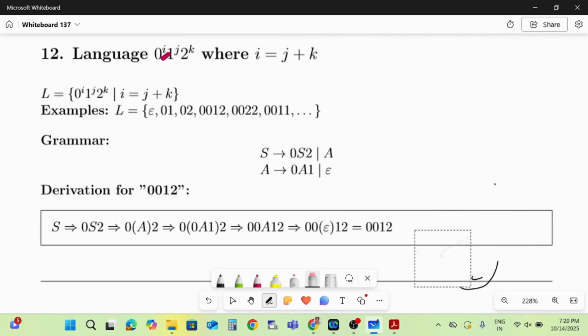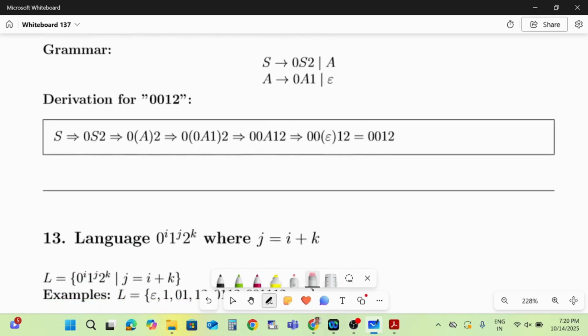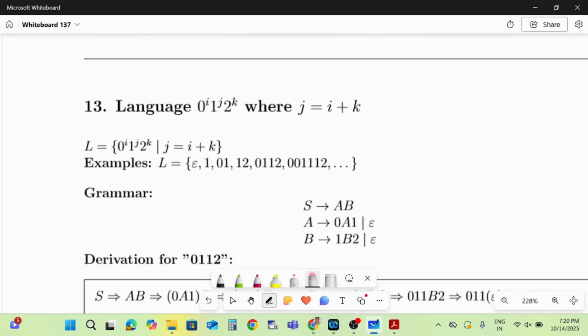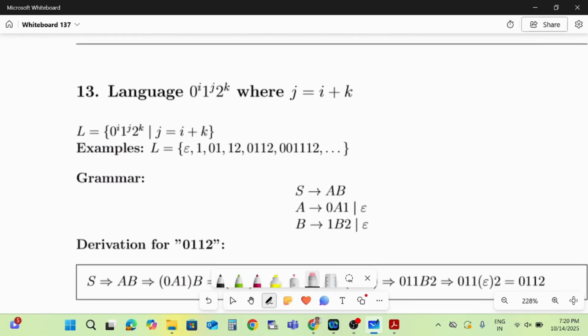So this could be a combination. j could be equal to i plus k, or k should be equal to i plus j. So we have a problem here. On similar ground, we have a problem like this: 0 to the power of i, 1 to the power of j, 2 to the power of k, where j is equal to i plus k. Now this will be a concatenation. j is the combination of 0 1 and 1 2, so it is A into B, where A is 0A1 and B is 1B2, because j is a combination of i and k, i plus k.